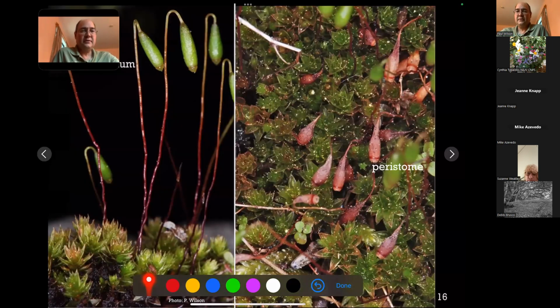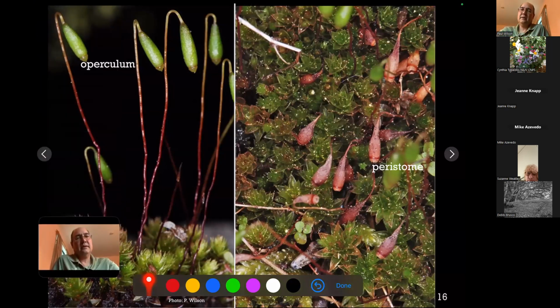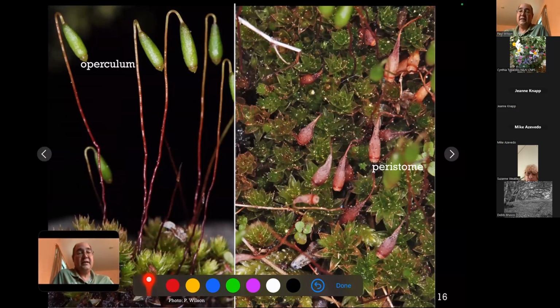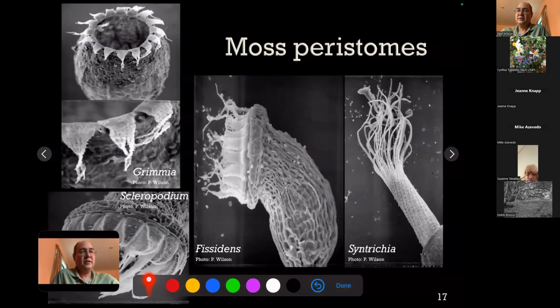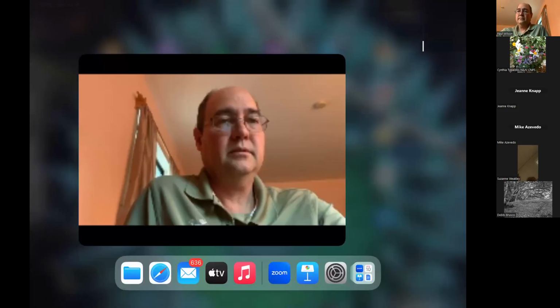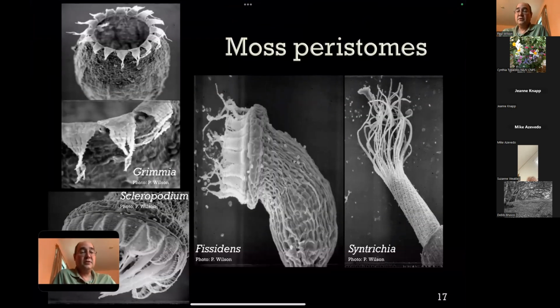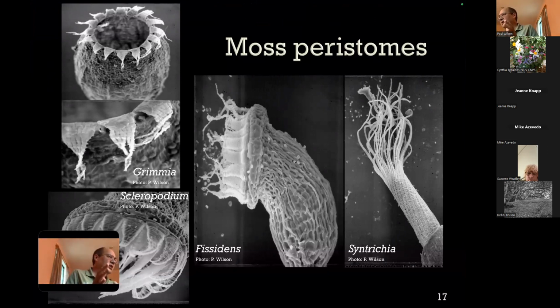Okay, so we get rid of the cap, so we get rid of the calyptra, and then under that there's a lid of the capsule called the operculum. And when that pops off, it reveals the teeth around the mouth called the peristome. And here's some pictures of peristomes of some local plants. And see, they're very fancy structures. These disperse the spores. They're often affected by very minute changes in humidity that make them move and pull spores out and release them into the air.